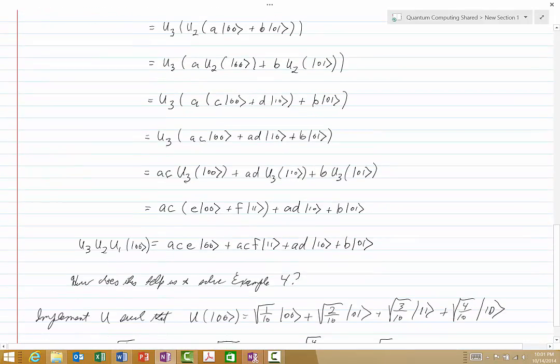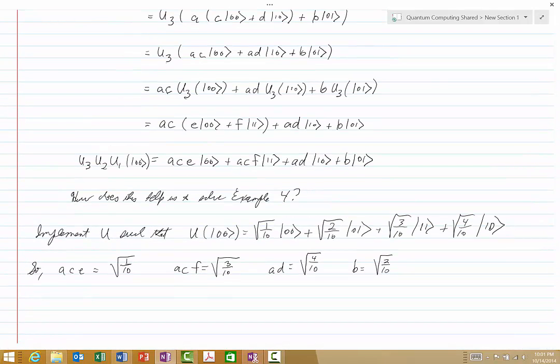So coming back down here, we have identified that b is equal to the square root of 2/10, and therefore we can say, okay, b equals square root of 2/10 implies that the magnitude of b squared is 2/10, which implies that the magnitude of a squared is equal to 8/10.